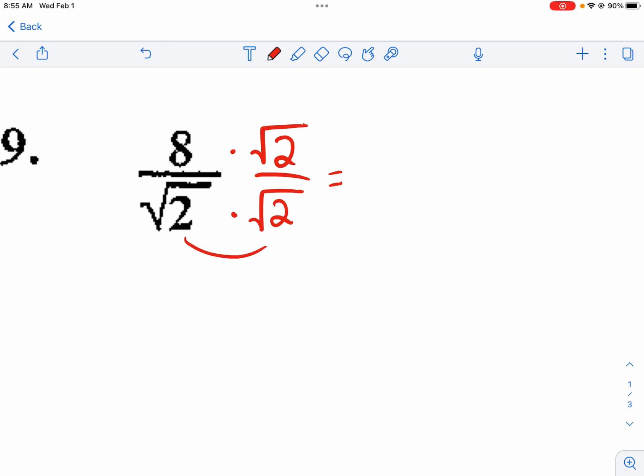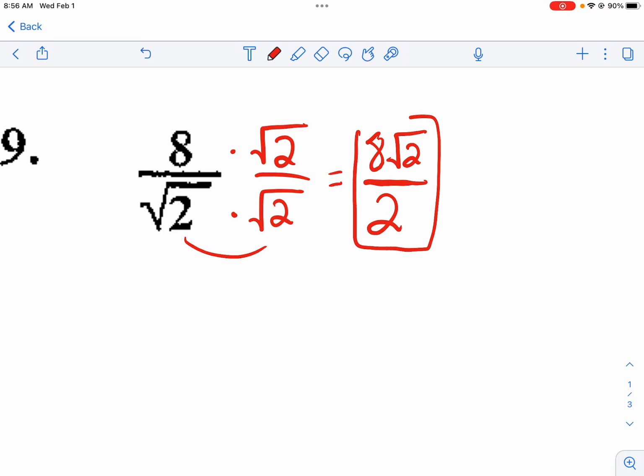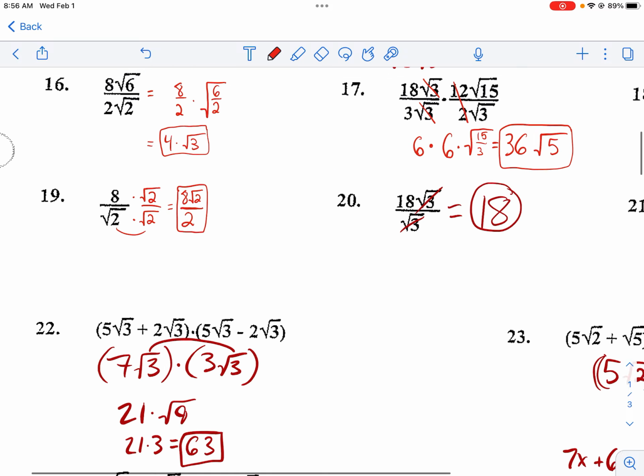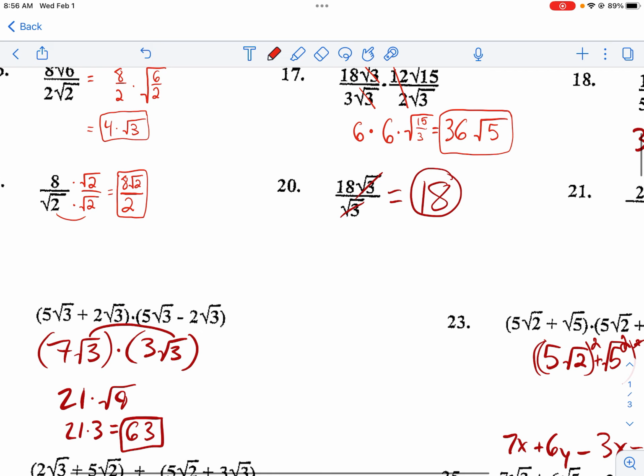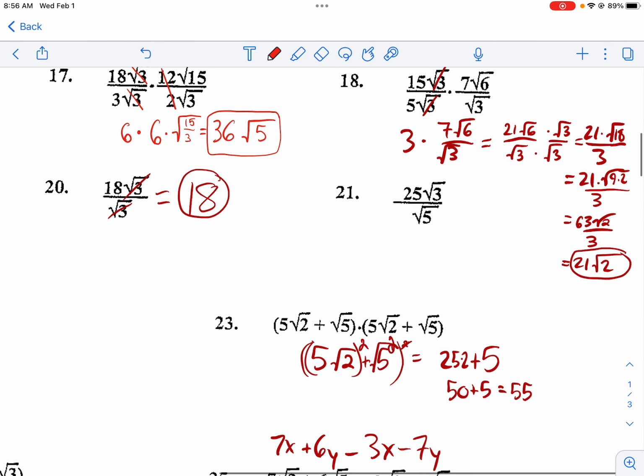On the bottom, square root of 2 times square root of 2 gives us just 2, regular 2, we should know that. And then 8 times square root of 2 on the top. That is our answer, because square root of 2 is a non-reducible square root.